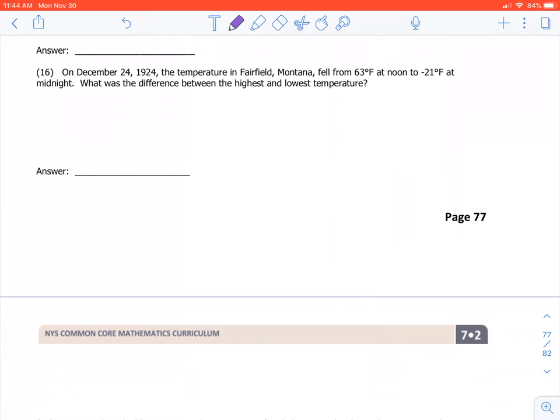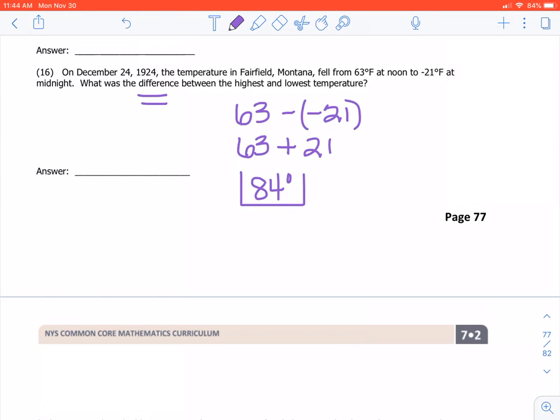Number 16. On December 24th, 1924, the temperature in Fairfield, Montana fell from 63 to negative 21. What is the difference between the highest and the lowest? So the highest is 63. The lowest is negative 21. Now, in math, difference means we're going to subtract. So we're going to show our work for this. We're going to leave 63, change to a plus sign. Negative 21 becomes positive 21. And then we're going to add. This would be 84 degrees. So the difference between the highest and the lowest would be 84 degrees.